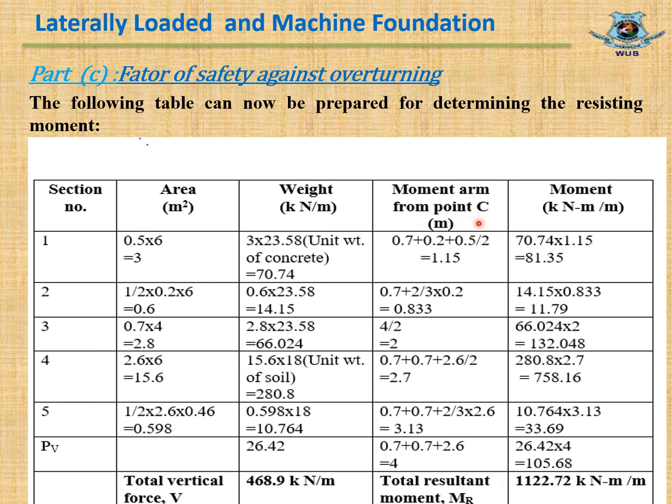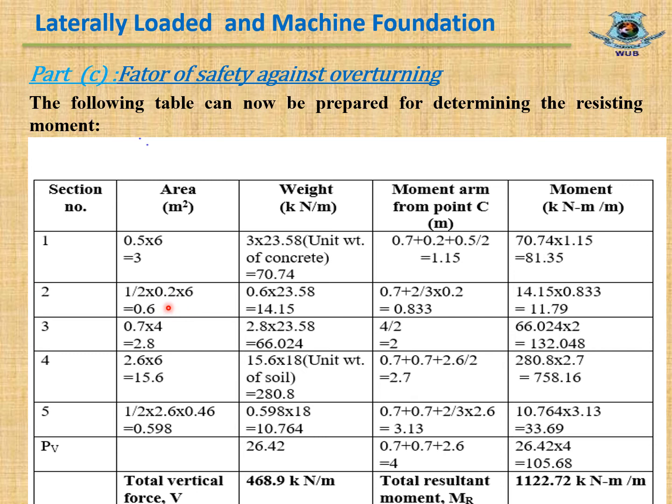See slide 4. Moment arm from point C, that means it is the distance from point C to the centroid of section 1. So moment arm becomes 1.15 meter. And moment stands to load or weight into distance equal to 70.74 into 1.15 equal to 81.35 kilonewton meter per meter.